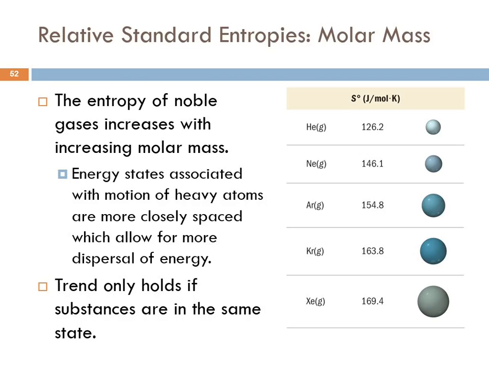This is one that at this level we cannot really explain to you satisfactorily. And so this is the best your book came up with. The energy states associated with the motion of heavy atoms are more closely spaced than the energy states with lighter atoms, and so there's more dispersal of energy for a larger atom. It's not a real satisfactory explanation. Entropy increases with molar mass. This trend only holds if the substances are in the same state. You can't compare water in the gas state with carbon dioxide in the solid state, because the difference due to the state is really big.